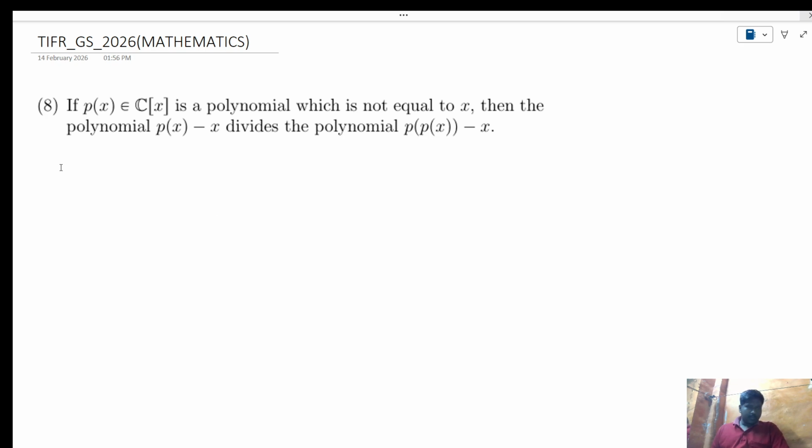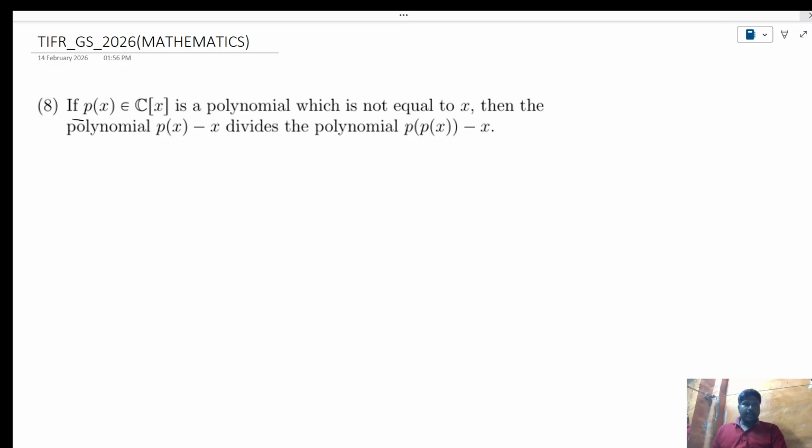This is another question from TIFR 2026 mathematics question. This question comes from the true and false section. Okay, so the question is very good and also very easy. They ask whether the statement is true or false. So let's see how to do it. Let's start.